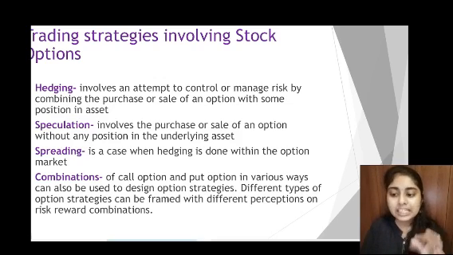Next one is spreading. Spreading is a case when hedging is done within the option market. Then the next one is combination. It is when we try different variations of call options and put options to design a strategy. Suppose we are buying two call options and one put option, or three put options and one call option. So we are trying out different varieties of option strategies, then it is a combination. Different types of option strategies can be framed with different perceptions of risk and reward. I hope it's clear to you all.